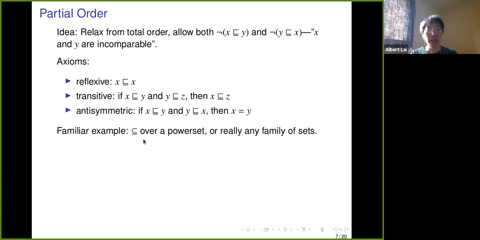And of course, every total order is automatically a partial order, but that's boring. So for an interesting non-total partial order, all of us, or most of us, have seen sets and the subset relation. If you have a power set, or really any family of sets, and you use the subset relation as the relation between the sets inside it, then that would be a partial order, because it satisfies all these requirements.